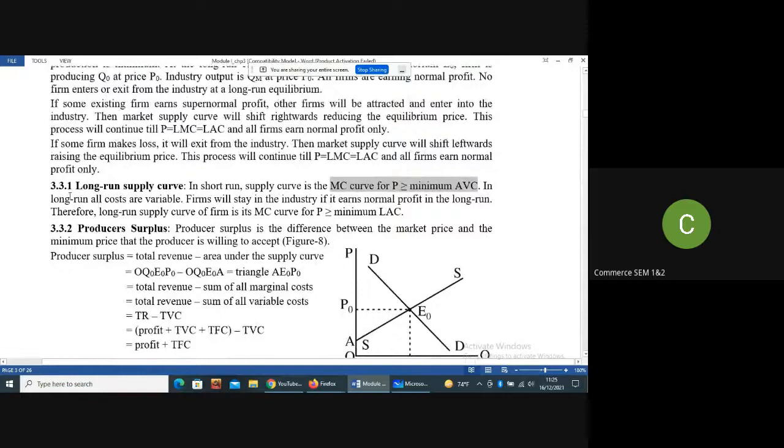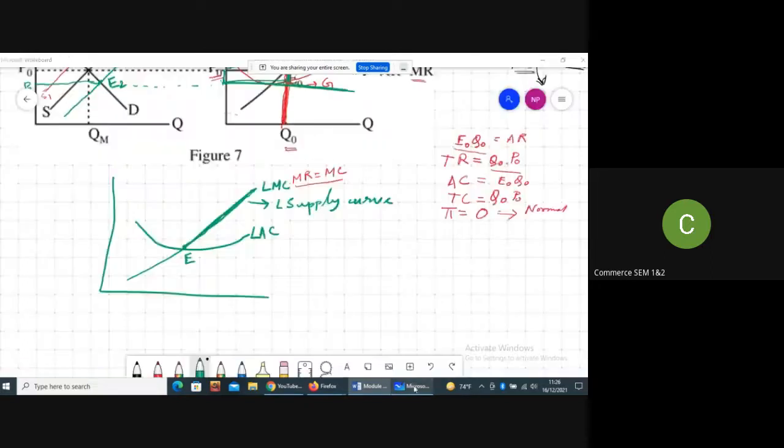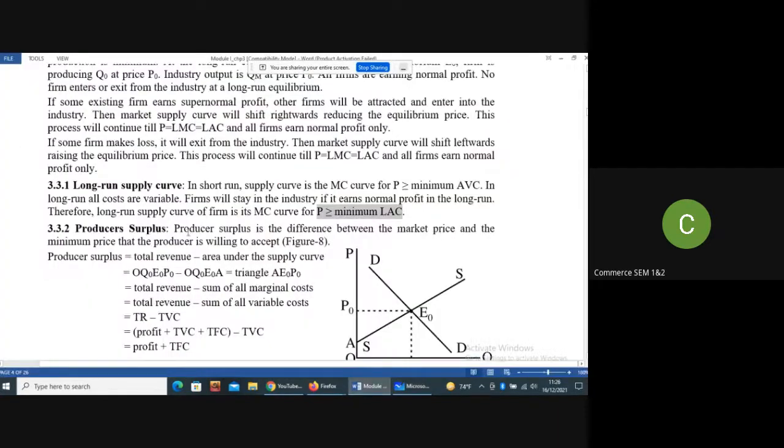So in the long run, all costs are variable. So a farm will stay in the industry if it earns normal profit in the long run. Therefore, the long run supply curve of the farm is this part of the MC curve for which price is greater than the minimum of LAC. So this part, over and above the minimum point of LAC, will be the long run supply curve of a particular farm.